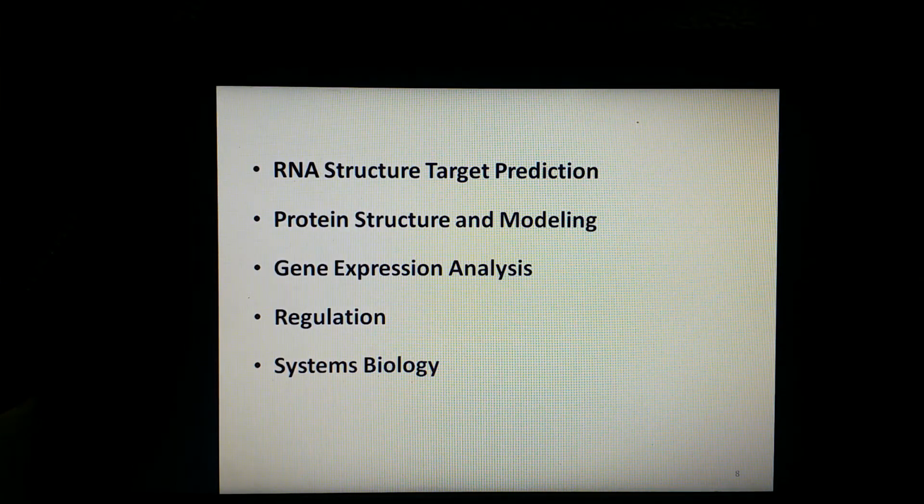The other discipline of bioinformatics includes RNA structure and target prediction. It is the area of bioinformatics that is focused on developing methods, tools, and databases for the identification of known coding RNA, related structures, and related targets per regulation. So this is how the RNA structure target prediction is done.